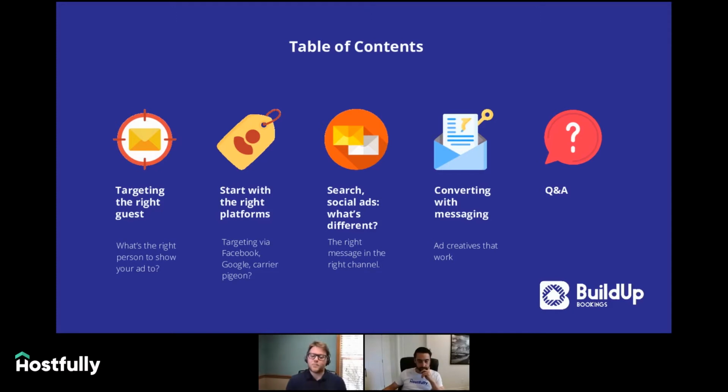We're going to talk again about platforms. Should you target through Facebook, Google? Joke in there about carrier pigeons, not funny, but I thought it was funny when I wrote it. What's the right platform to actually reach out and send an ad to a potential guest on? We're going to talk about that.